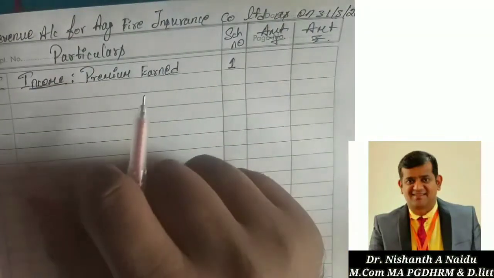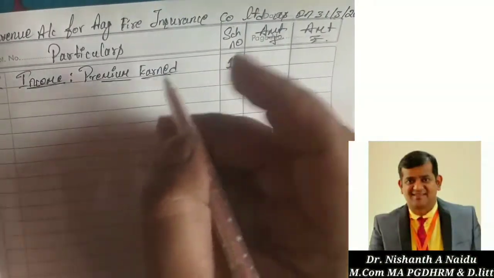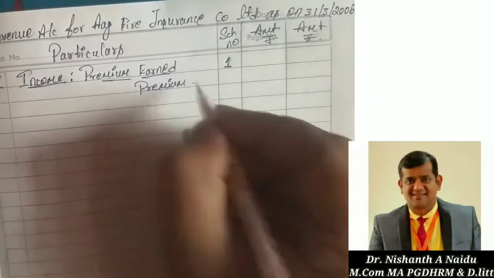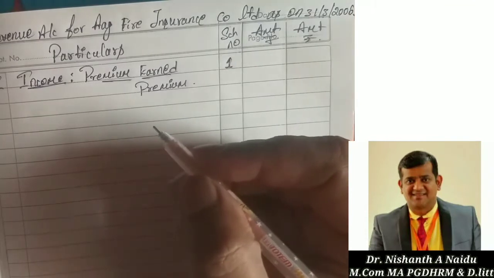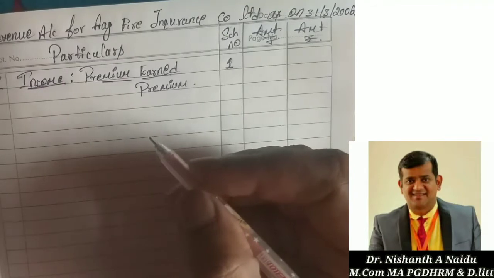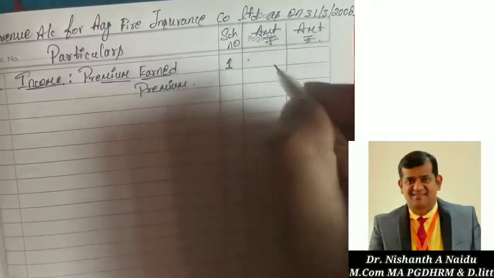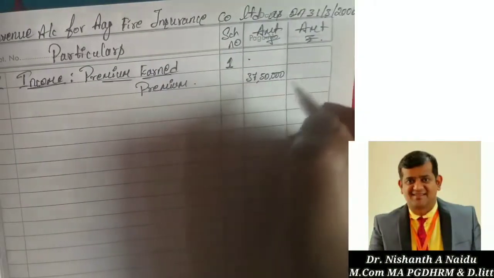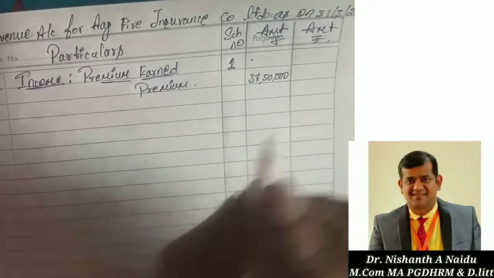Okay, so under that premium, write down premium. So check out in the problem how much premium they have given. So premium, first item, premium less reinsurance, first item on the debit side, how much? 37,50,000. Add reserve for unexpired risk.